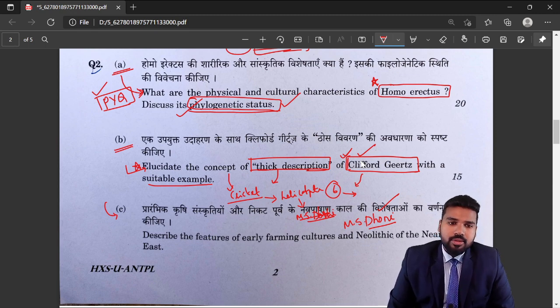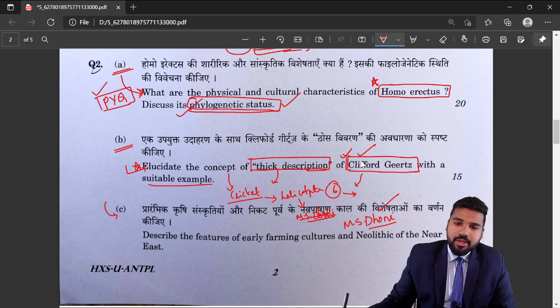Question number 2, part 3. Describe the features of early farming cultures and Neolithic cultures of the Near East. Simple. Sorry, Near East. I'm sorry, Near East. See, this is the specific question.